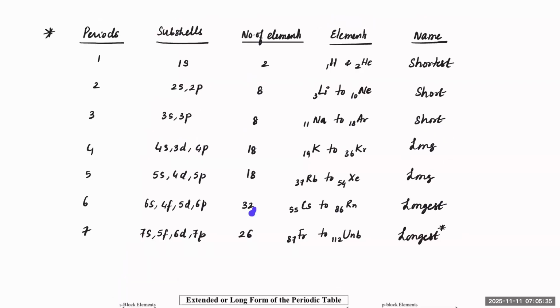Okay, so that will have 32 elements in total. So I guess this part is clear, but this will be around 32 elements.